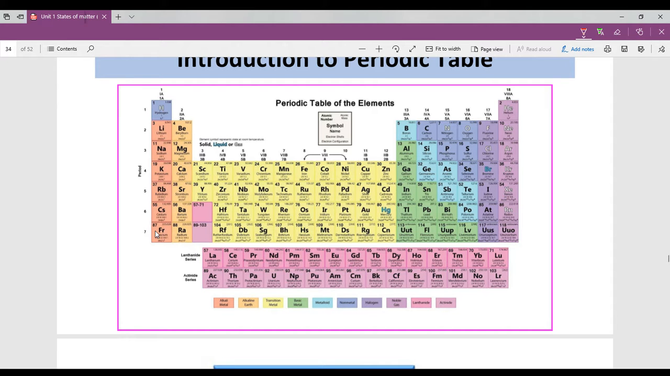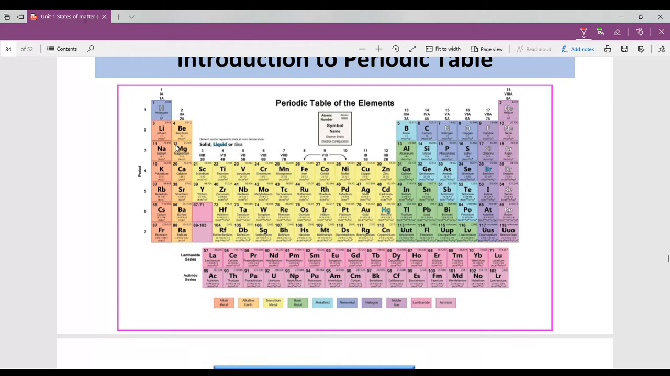The elements that are in the same group usually have similar chemical properties. For example, lithium, sodium, potassium. These are elements that are very reactive. When you throw a piece of sodium into the water, they usually react very violently, generating heat and explosion and so on.